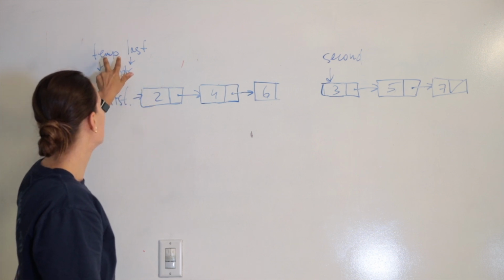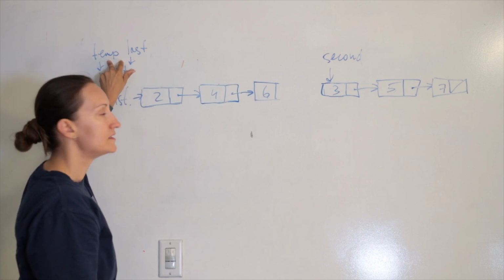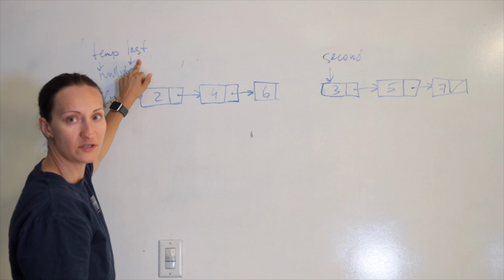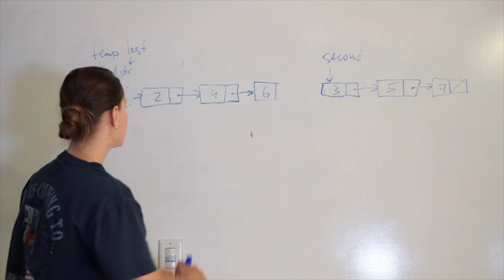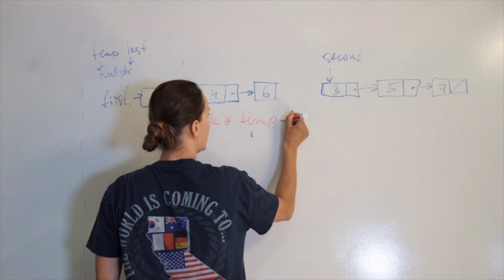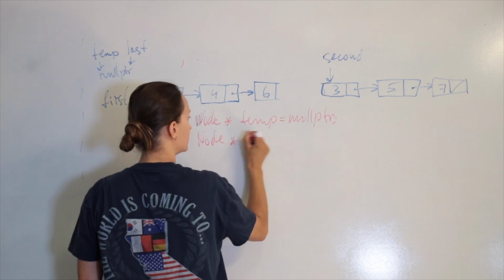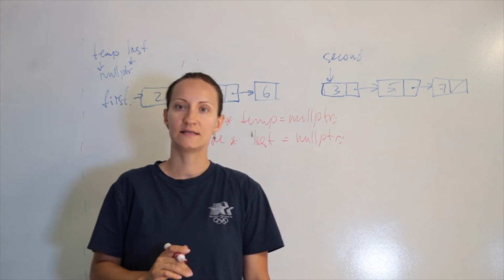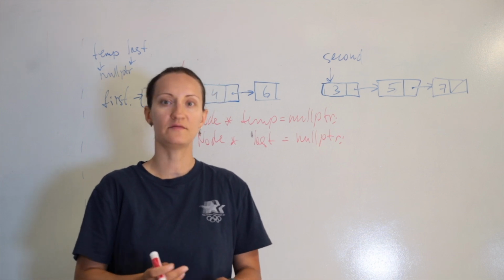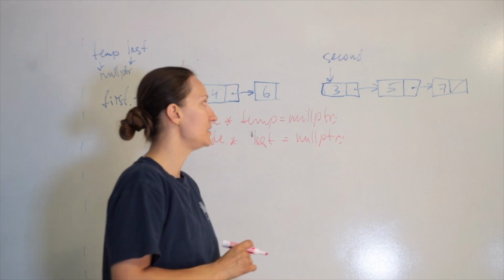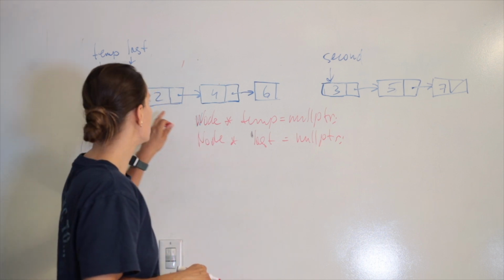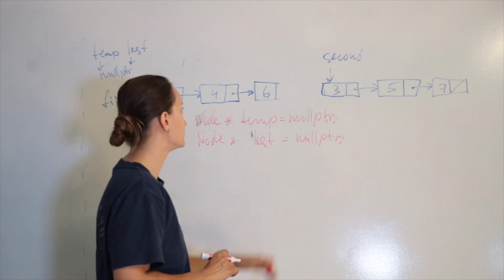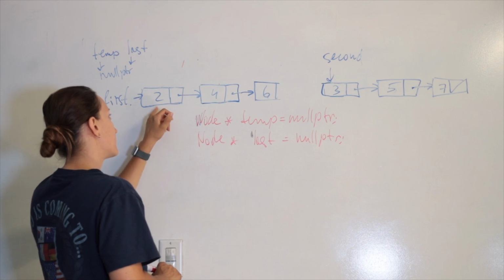We will need 2 more pointers. We need the temporary pointer, and we will need the last pointer, which we will call last. Node temp equals null pointer, and node last equals null pointer. We want to merge these 2 lists and print after that in the sorted order. It means we have to figure out first which of the lists contains the smallest value in the first node. It means we have to compare these 2 data.